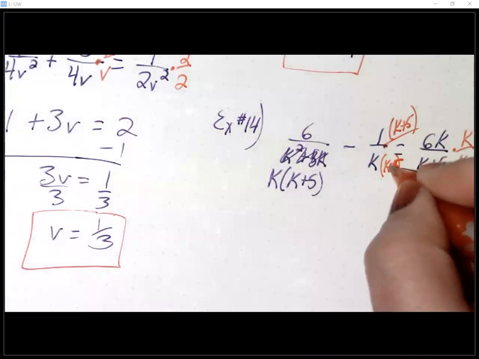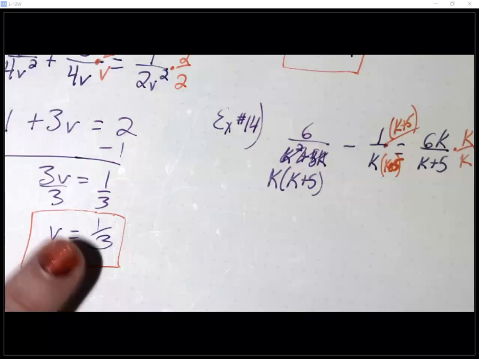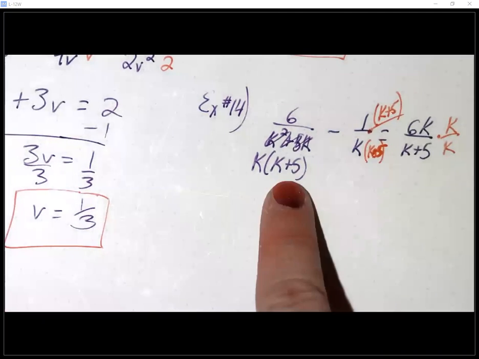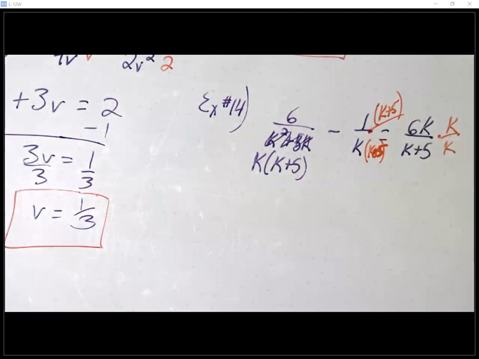Now, before I continue, I always stop and ask myself, is everybody's denominator really the same? Yeah, they all have k times k plus 5. So those are good. Go ahead and write the equation formed by the numerators.